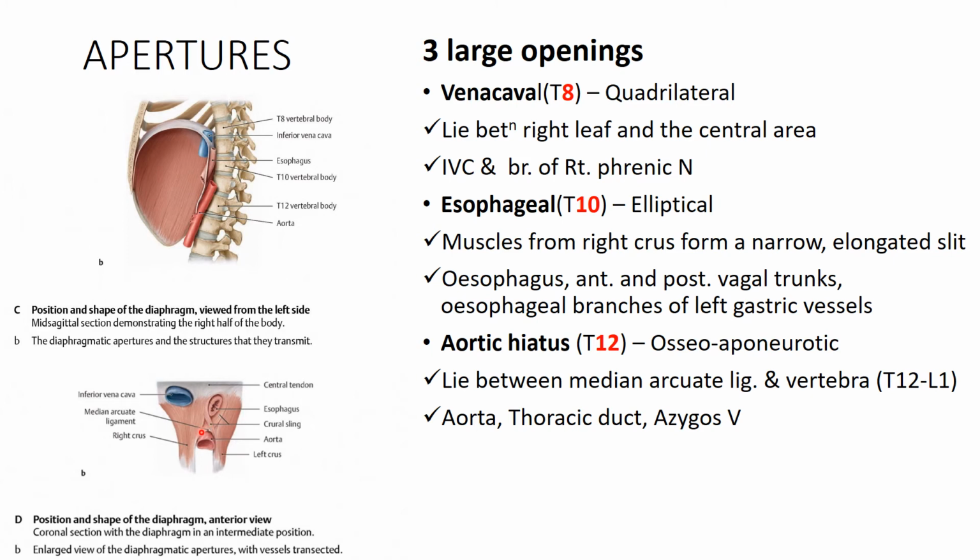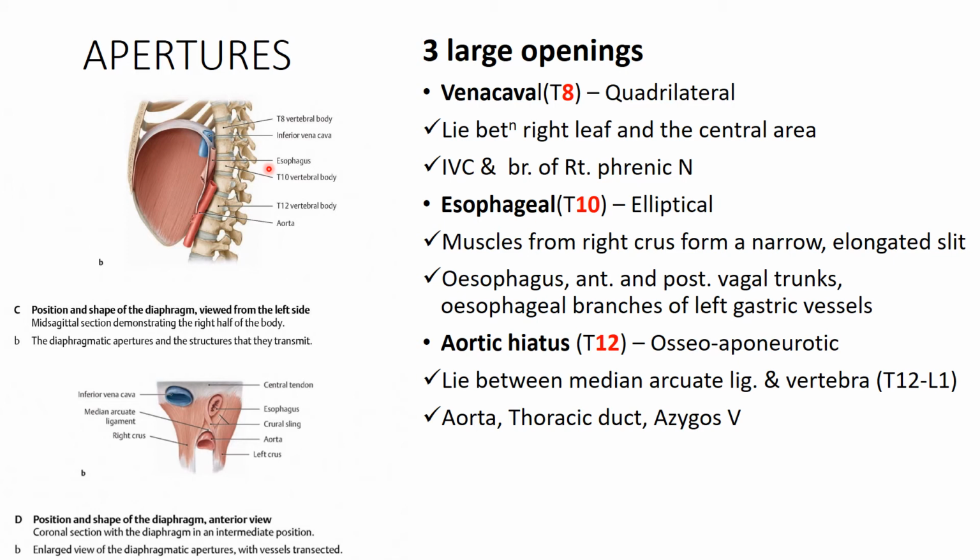and the structures which traverse through it are the aorta, which becomes the abdominal aorta as it traverses through it. Before that, it was the descending thoracic aorta. Also the thoracic duct and azygos vein.